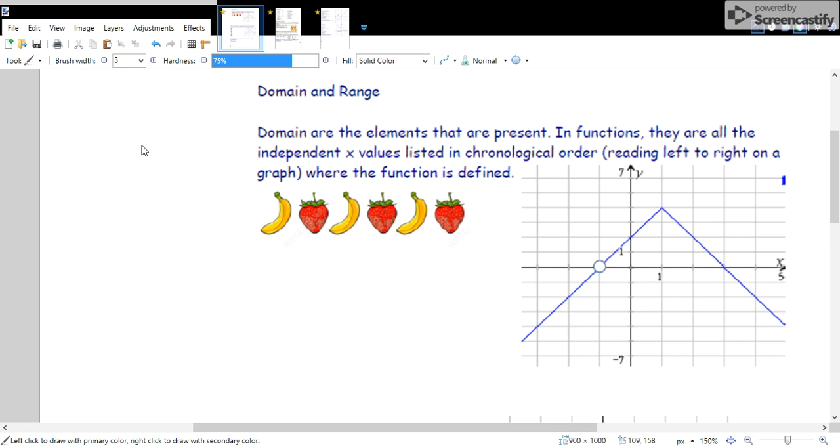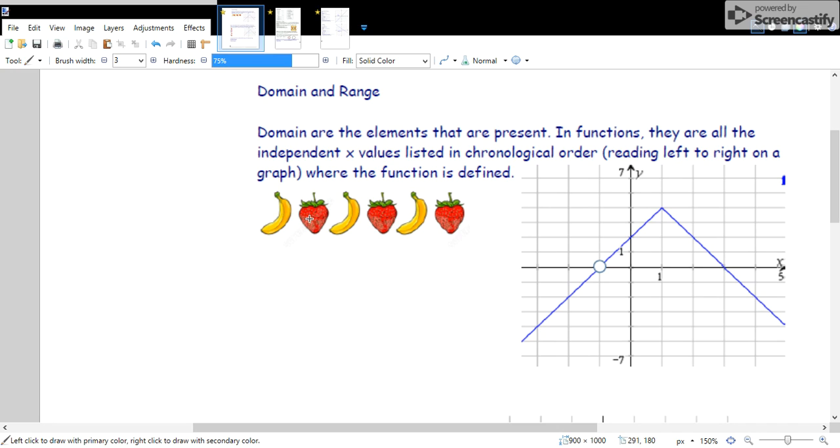So we have domain and range on page 2 of your linear functions booklet. For this, remember our domain is going to be the x values. Domain are the elements that are present. In functions, they are all the independent x values listed in chronological order, reading left to right on a graph where the function is defined.